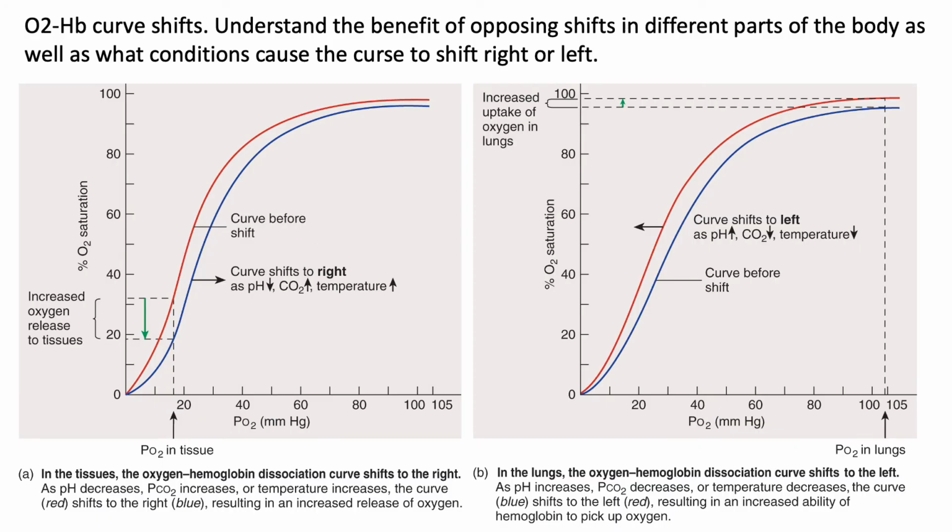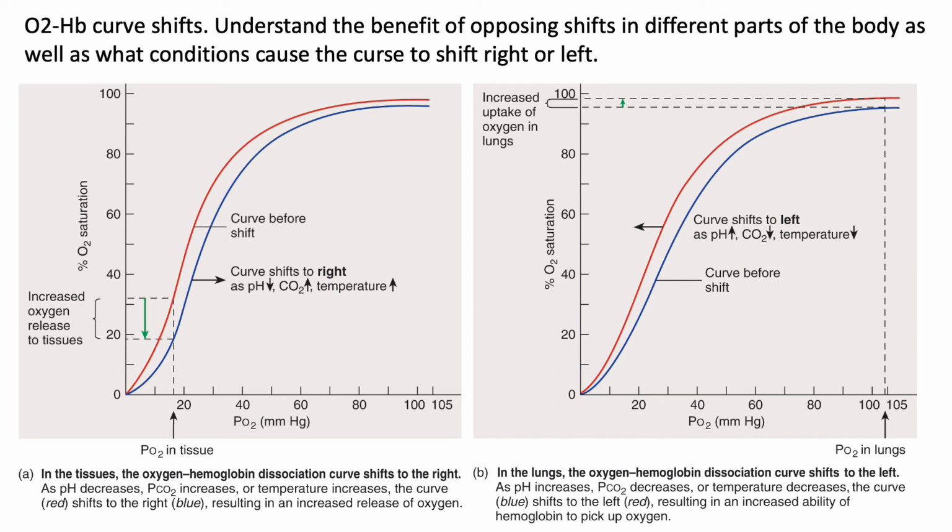So that curve will also shift as well based on the varying conditions. So you need to understand what will cause the curve to shift to the left versus the right. If you look at the first graph on the left there, graph A, in this tissue, the oxygen hemoglobin dissociation curve has shifted to the right.